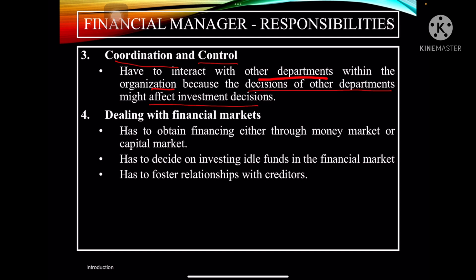Number four, dealing with the financial market. Here, you have to obtain financing either through the money market or the capital market, whether short term or long term. And then you have to decide on investing funds in the financial market, meaning the extra funds that you don't use, you decide how to invest. Then the last one is to foster relationships with the creditors.